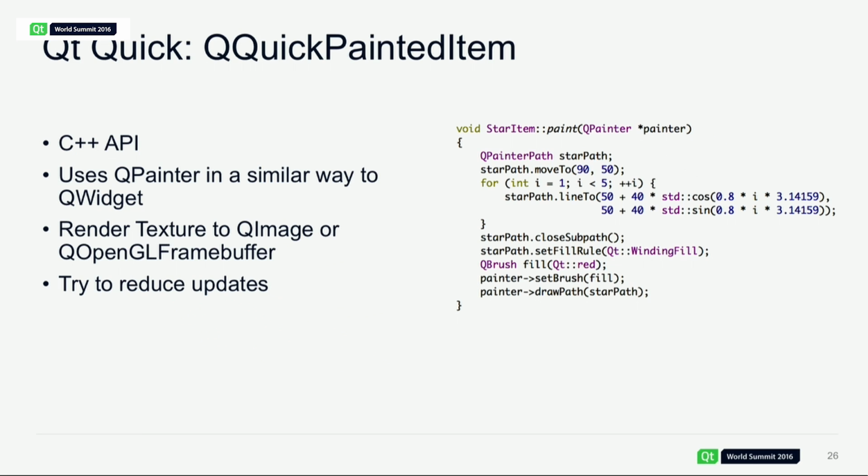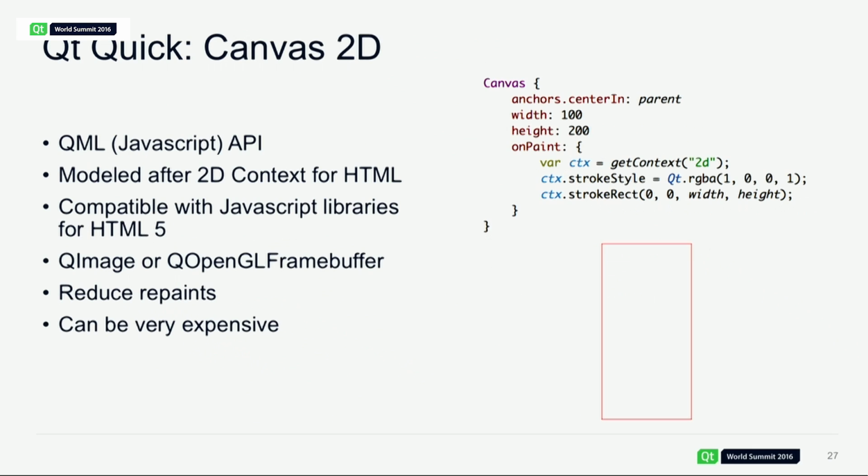So one of the keys to using this item effectively is to paint once and then just never change it unless you resize it or have to update it. Ideally, if you use it this way, it's just a texture. It's like adding an image to your scene. But if you change it every frame, you might want to reconsider.